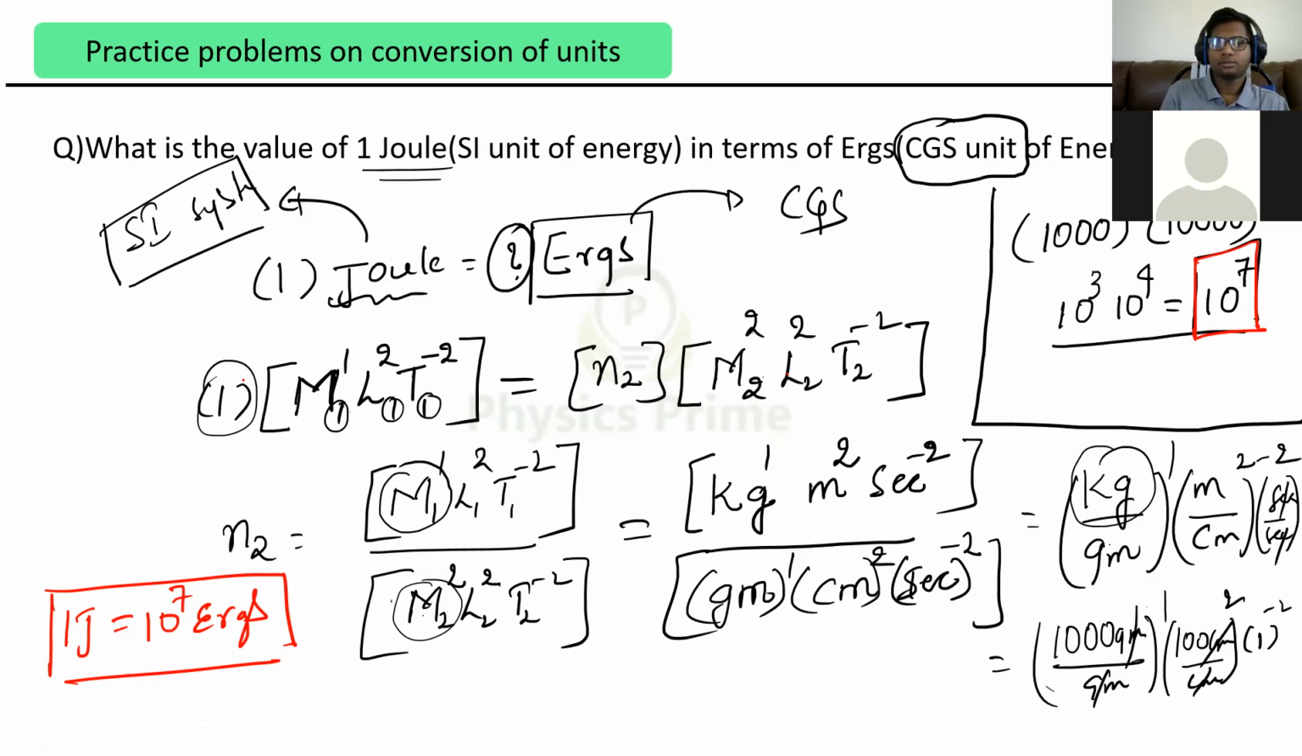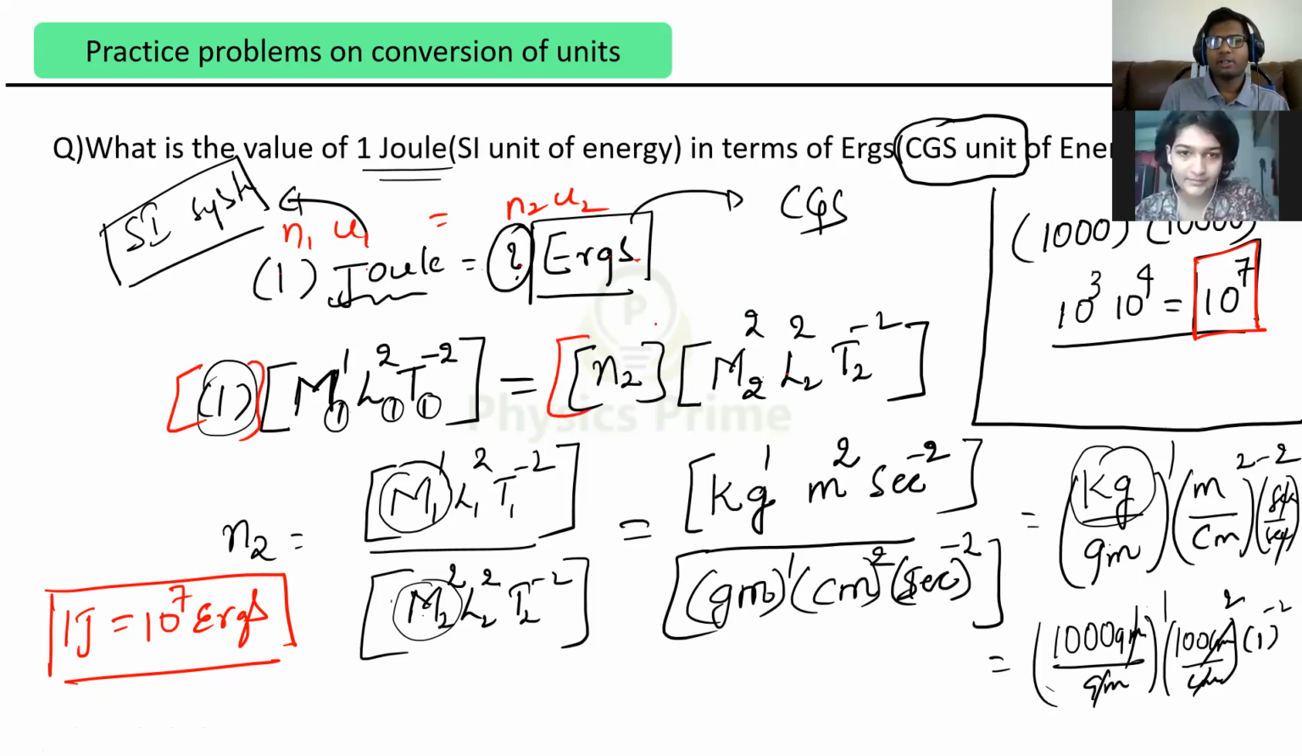So with the dimensional formulas, we can find it. What did I do? N1 U1 is equal to N2 U2, right? N1 is 1 here because they're asking 1 joule is equal to how many ergs. N2, we have to find out, how many ergs. Joule unit I wrote as M1 L2 T minus 2 in terms of dimensional formula. Erg also I wrote, so M2, L2, T2. Otherwise, you can write it as A, B.